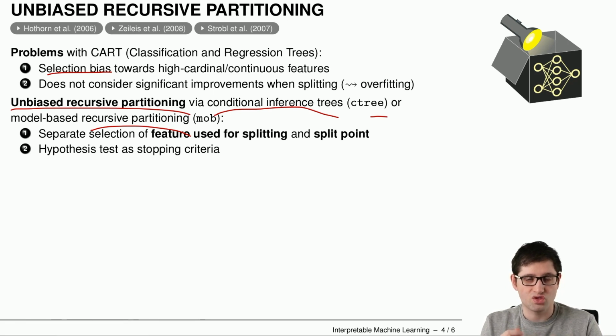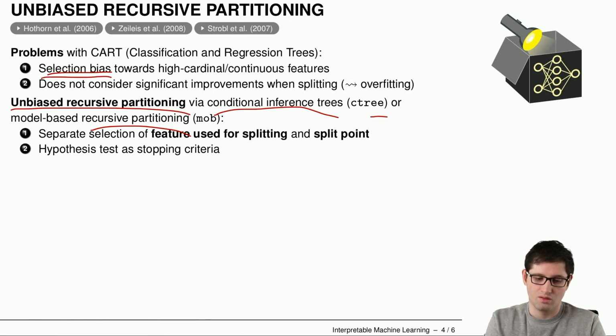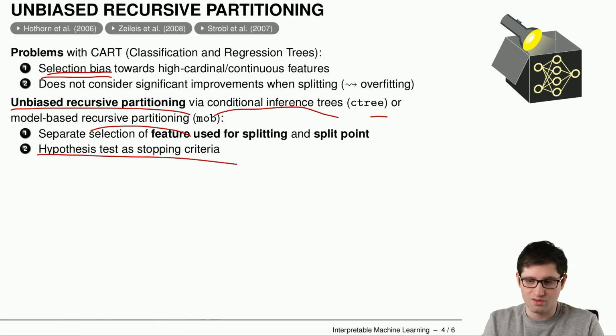And the latter has been shown to have issues with respect to this selection bias. And it allows us to use hypothesis tests as a stopping criterion.